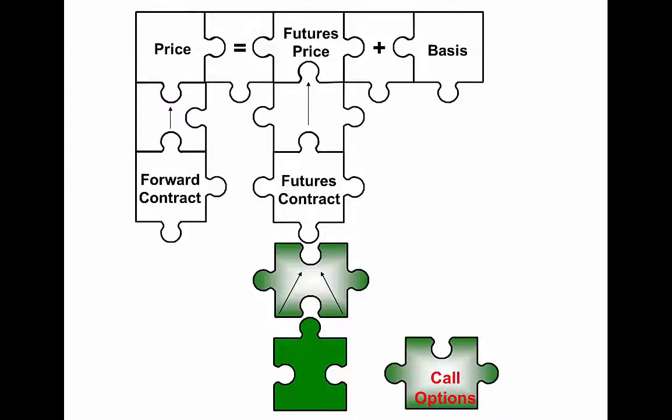Now let's look at a call option contract. Now, we use the calls with the forward contract. Say the July contract is at $5. The basis for a forward contract is a minus 40 cents. That means we can forward contract for $4.60.